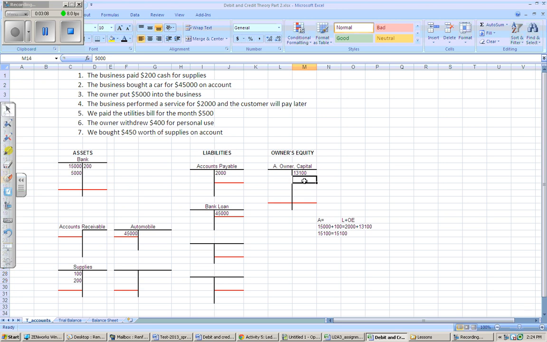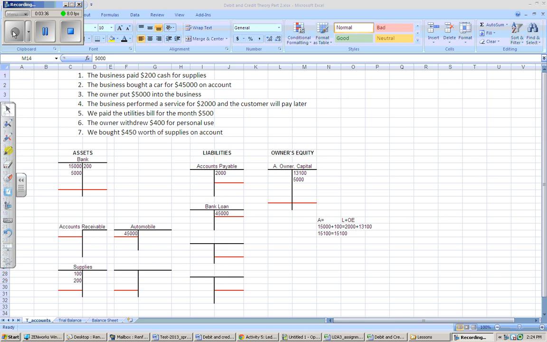The other account that's affected is capital. Capital increases when the owner puts money in. So what type of account is capital? It's owner's equity. It's on the right side of the accounting equation. Therefore, it increases on the right side or credit side. So I'm crediting capital 5,000. I have a debit of 5,000 on this side and a credit on this side, so my debits equal my credits.